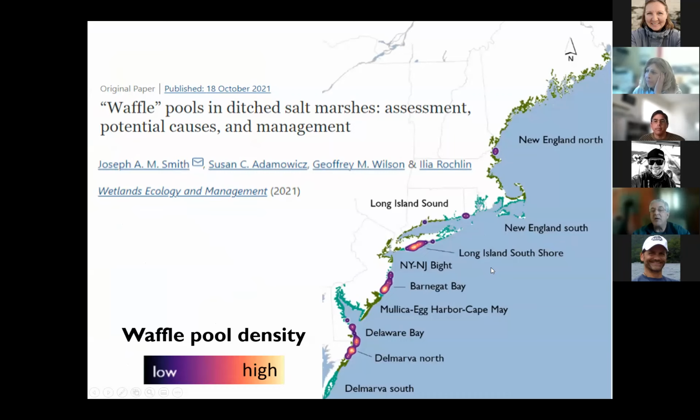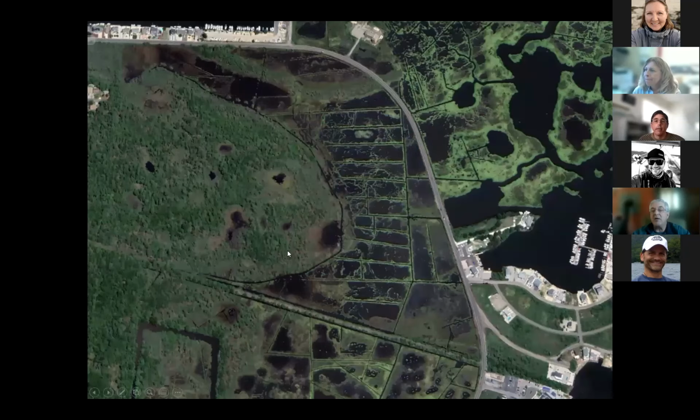There's this paper if you want to learn more, but we looked at patterns across the Northeast and found hotspots, and the hotspots are basically in really microtidal areas like this one. So we have some pooling forming outside that road area, but it's even worse inside the road, because the other thing we found is that tidal restrictions can also induce this waffle ponding thing.